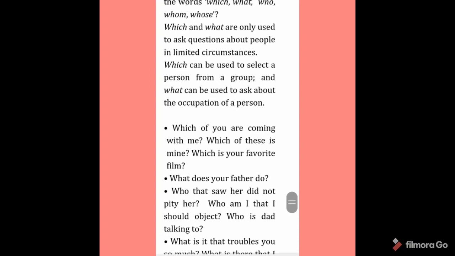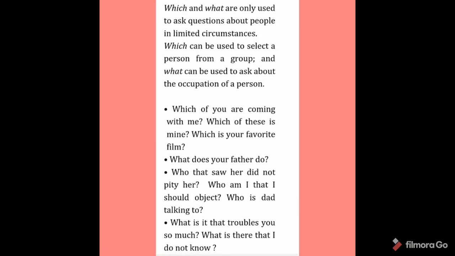Now we come to interrogative pronouns. Interrogative pronouns are the words which, what, who, whom, whose. Which and what are only used to ask questions about people in limited circumstances. Which can be used to select a person from a group, and what can be used to ask about the occupation of a person. For example, which of you are coming with me? Which of these is mine? Which is your favorite film? What does your father do?